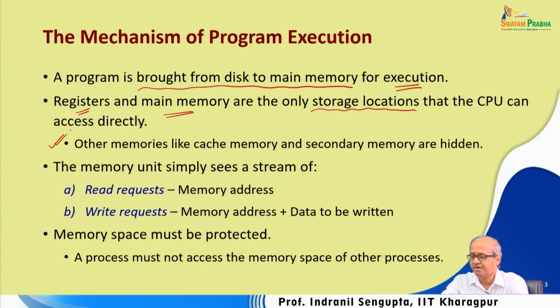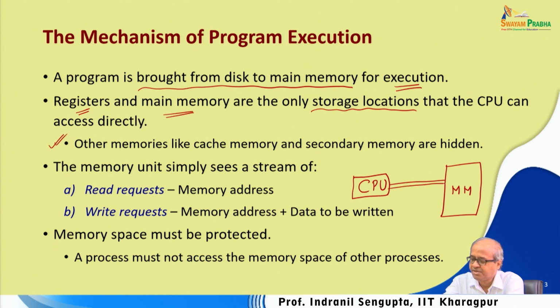Think of a main memory, let us call it MM, and we have a processor, let us say CPU. During execution of a program, most of the time the CPU and the memory interact. The CPU sends something to the memory and the memory responds in return. Now, the memory unit sees two different kinds of requests coming from the processor.